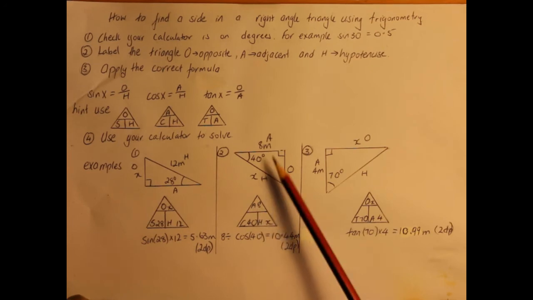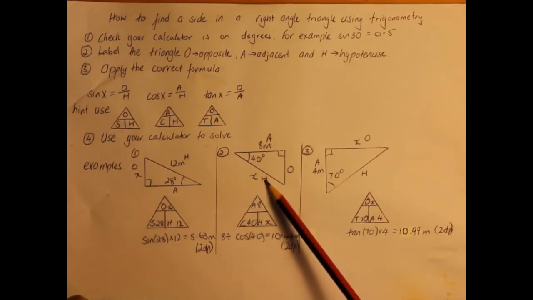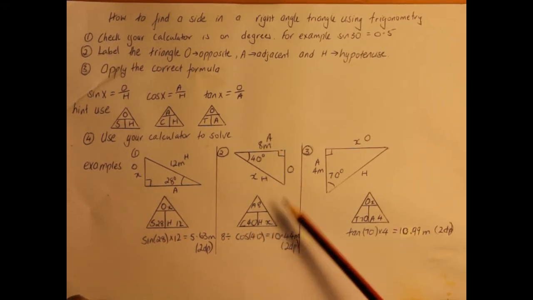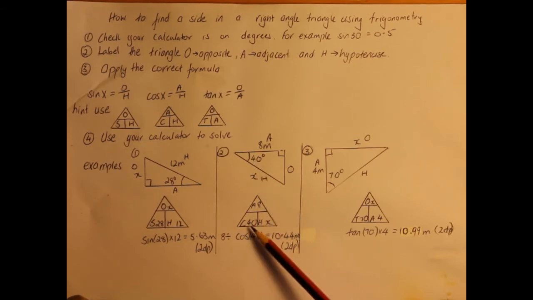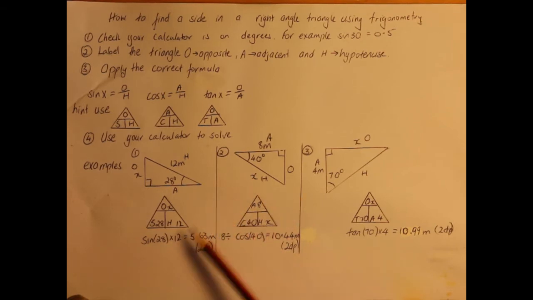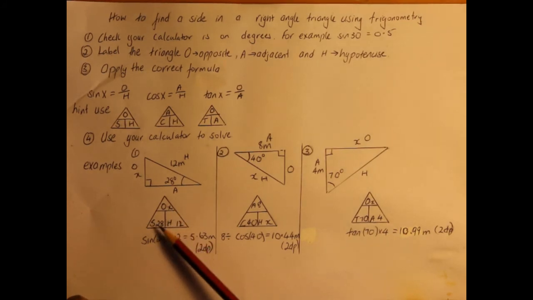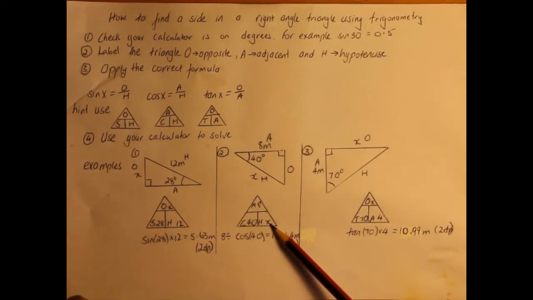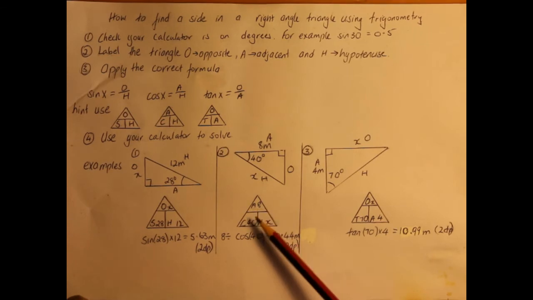Next to the A we've got 8. Next to the H we've got an X, and we've got the cos of 40 degrees. Last step, do the calculation. 8 divided by cos 40 equals, and there's your answer. So why is this one a multiplication and this one here a division? If the X is on top, we multiply these two. If the X is at the bottom, we go top divided by bottom.